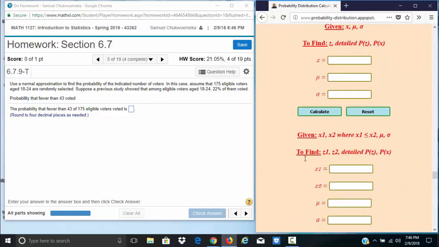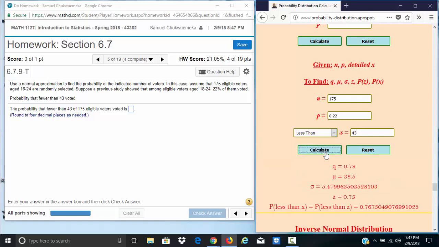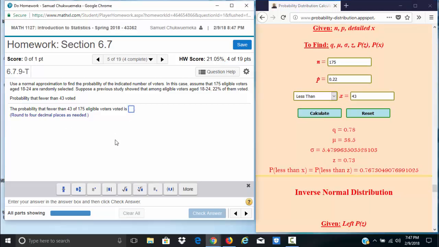So in this case, we're going to still use this here. The sample size here is the 175 voters. The probability of success is 22%, which is 0.22. And we are looking at fewer than 43 of 175 eligible voters. So you come here, select less than, x equal to 43. Calculate. So this answer to 4 decimal places, the probability would be 0.7673.